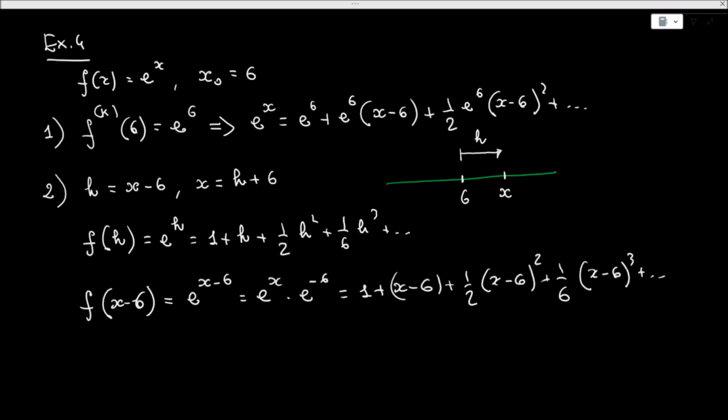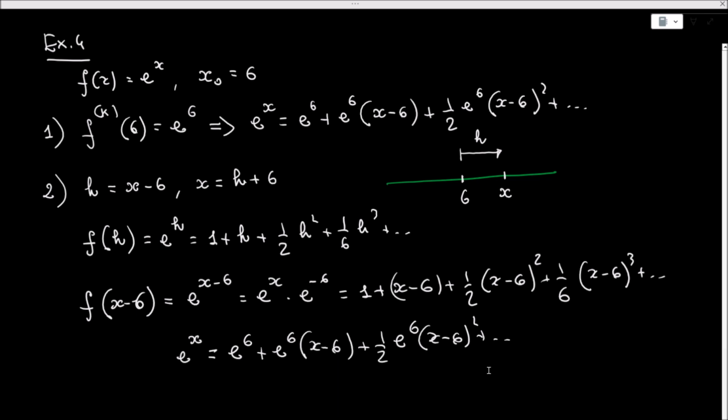Now, because we want to have e to the x, we need to multiply both sides by e to the 6, so that we get e to the x equal to e to the 6 plus e to the 6 times x minus 6 plus 1/2 e to the 6 times (x minus 6) squared, and so on and so forth, and we have consistently the same result that we got before.